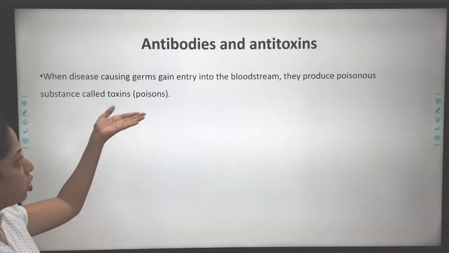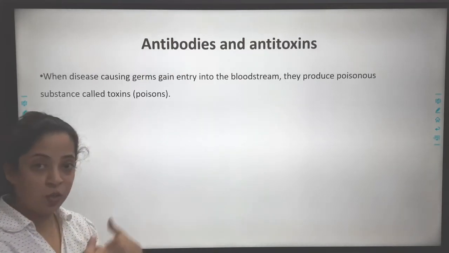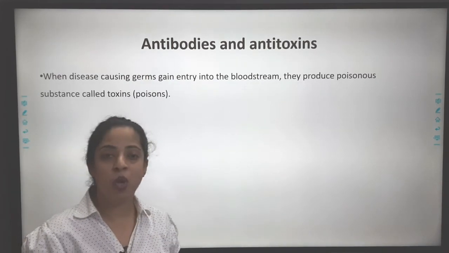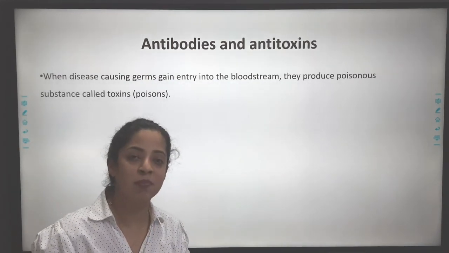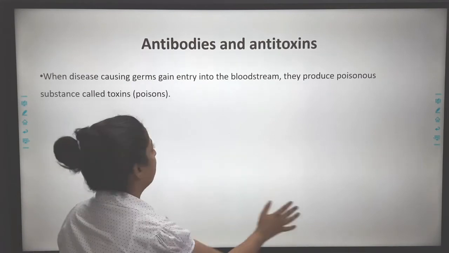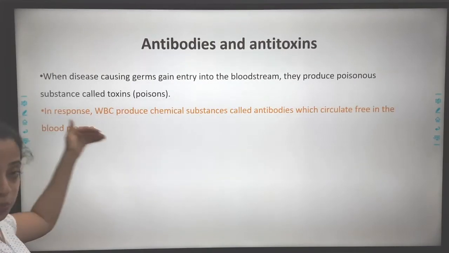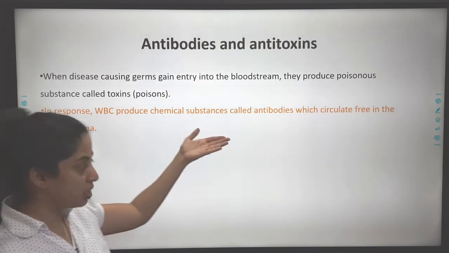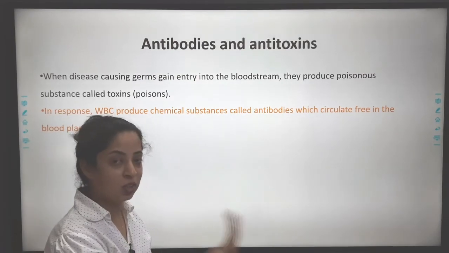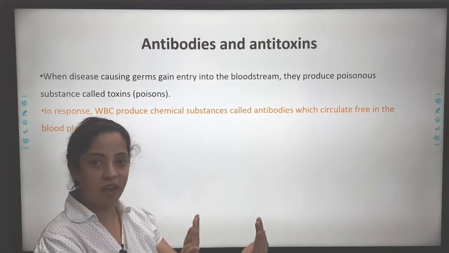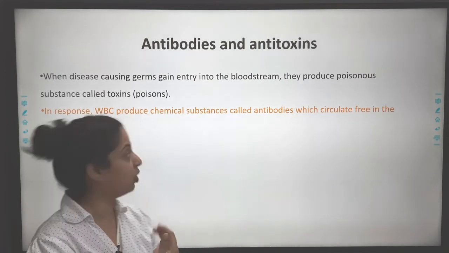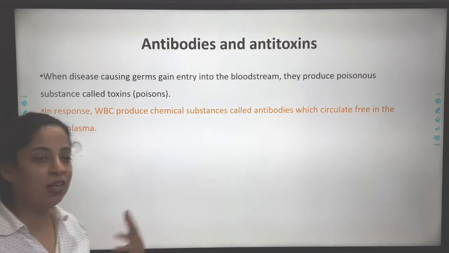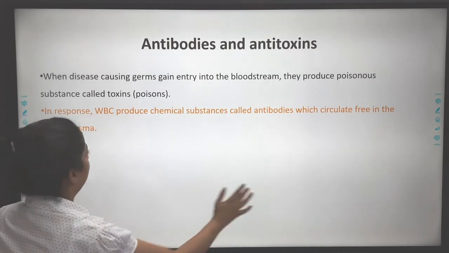So when disease causing germs gain entry into our bloodstream, they produce poisonous substances, and these poisonous substances are known as toxins. Now in response, the WBC of our blood produce chemical substances called antibodies. So they are anti of the germs that have entered, anti of the bodies that have entered. So they produce chemical substances called antibodies which circulate freely in our blood plasma.